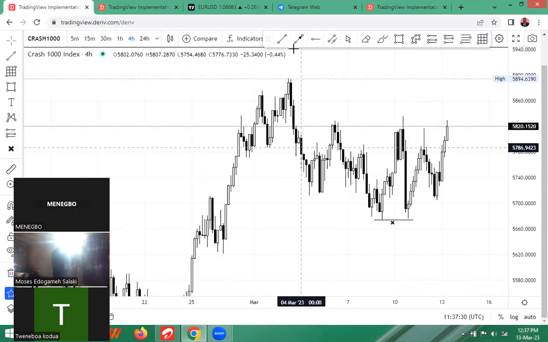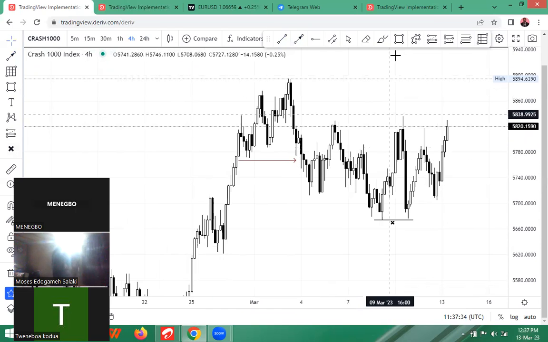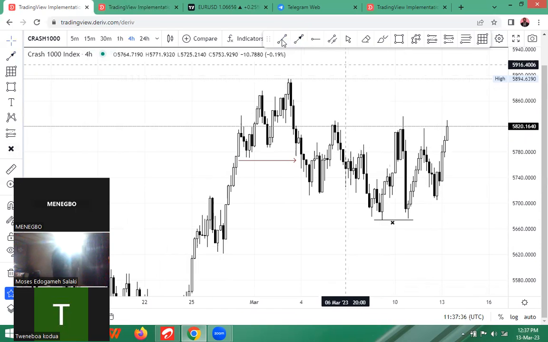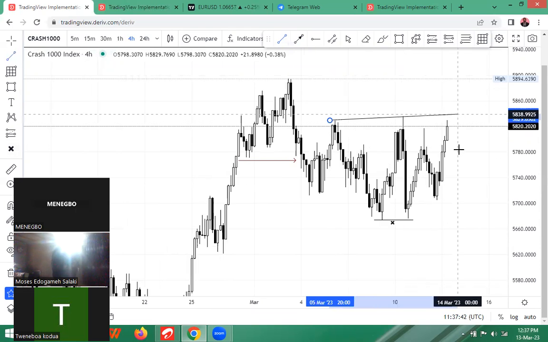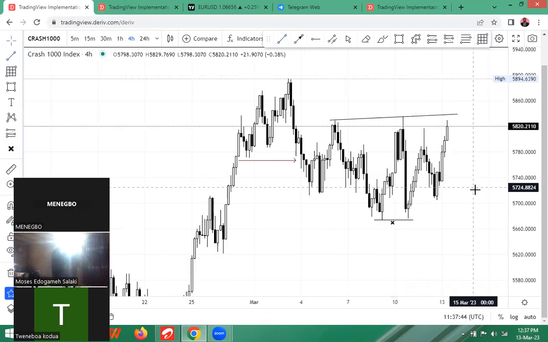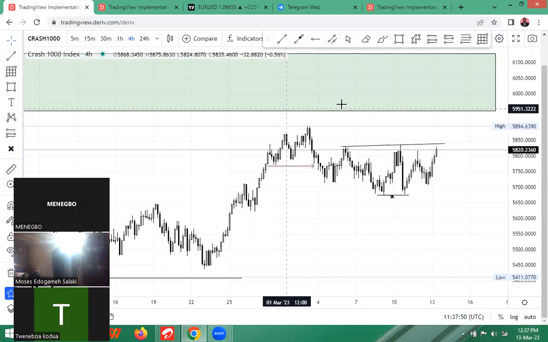So my eyes are still here. If I get a 5 minutes play above all of these, then I think I'll be interested in getting another sell entry. But structurally, we should come back to this zone.